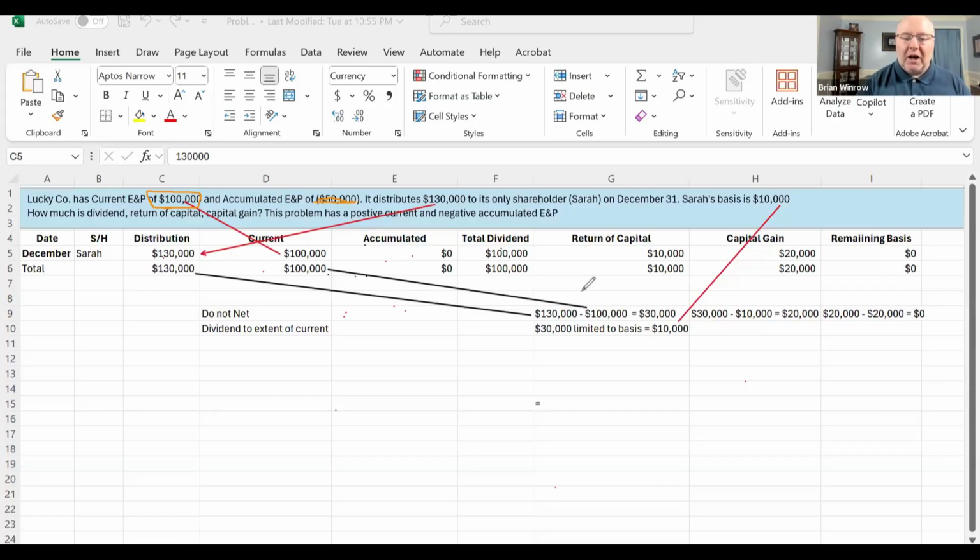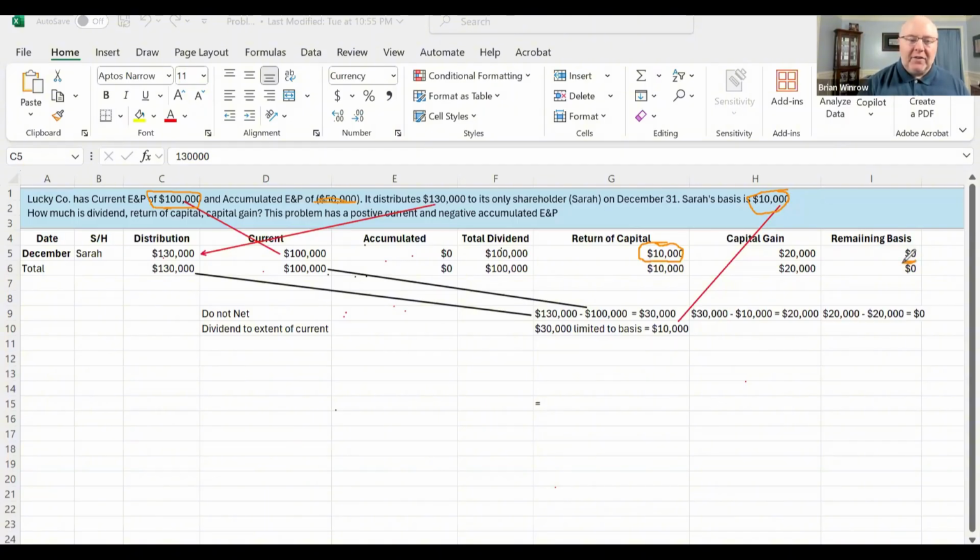Of that $30,000 that's remaining, we next go to return of capital, to the extent of basis. Well, we only have $10,000 of basis, right? And if we only have $10,000 of basis, then we can only have $10,000 of return of capital, and that will knock our basis all the way down to zero. So we're going to have $0 for basis remaining.